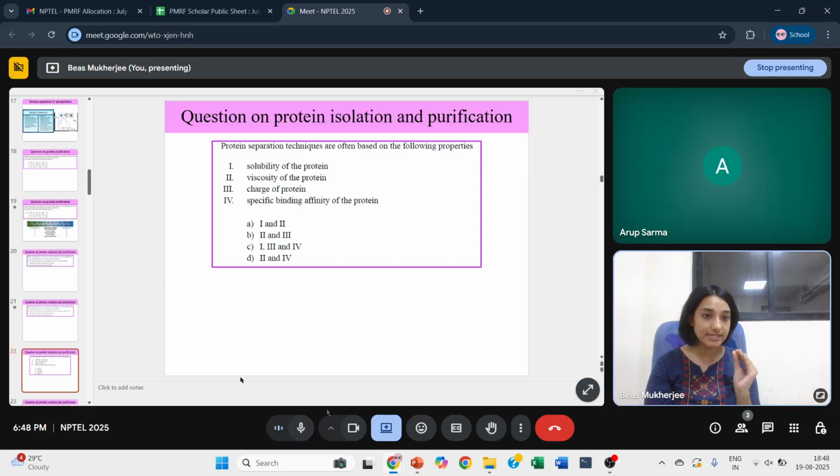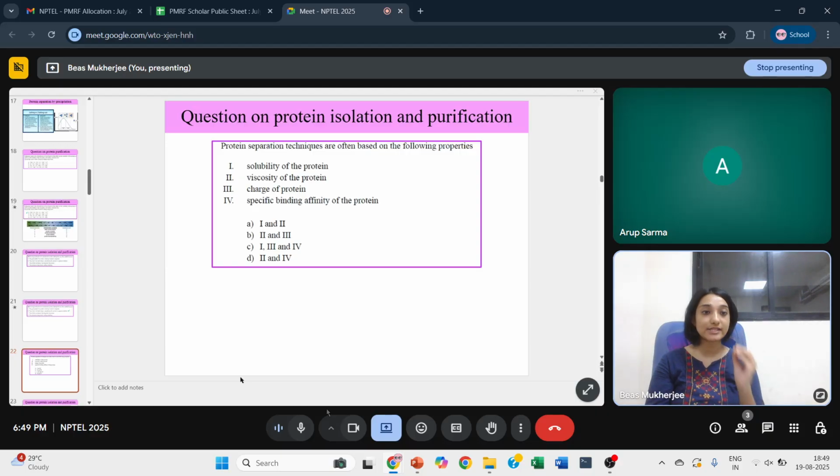Now, protein separation techniques are often based on the following. There are a lot of different proteins in a solution and I want to isolate my protein of interest. So, which things am I going to target? First is solubility of the protein. Second is viscosity of the protein. Third is charge of the protein. And fourth is specific binding of my protein. The properties that we are talking about here are exploited by protein purification techniques, certain chromatography techniques. Right?